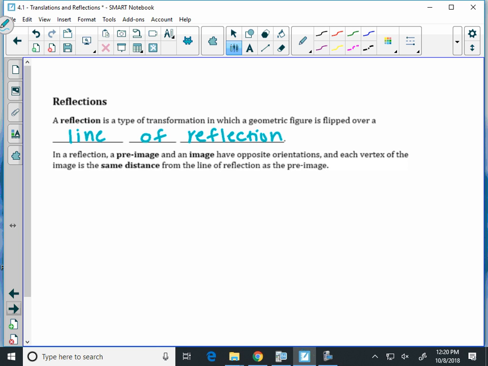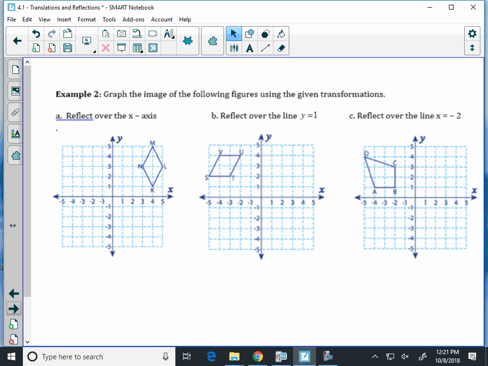In a reflection, the preimage, which again is your original figure, and the image, which is the resulting figure, have opposite orientations, and each vertex of the image is the exact same distance from the line of reflection as the preimage. So the two figures have opposite orientations, and they're the same exact distance from the line of reflection. Okay. Knowing this, let's do some reflections.